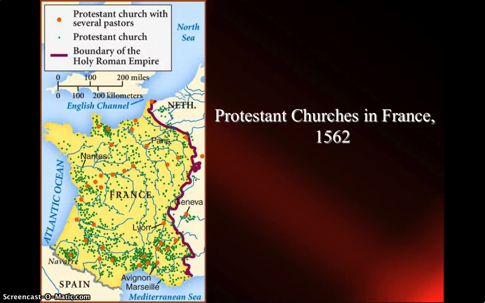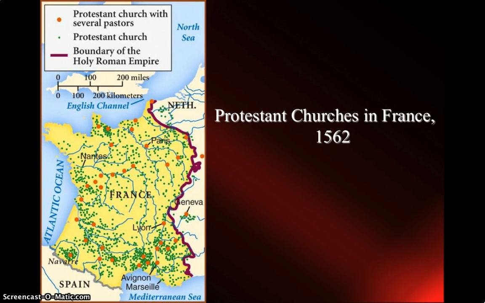All right, and welcome back to part three of the lecture on the Reformation. In the last part, part two, we left off talking about the spread of Protestant churches throughout all of Europe. The last image we looked at, this one here, is a map of France in the middle of the 16th century, 1562, and it shows you the extent and the spread of Protestant churches.